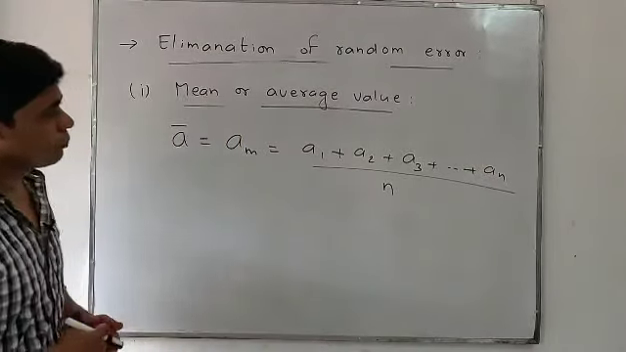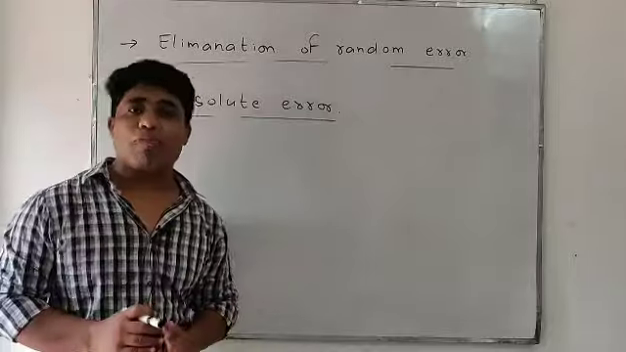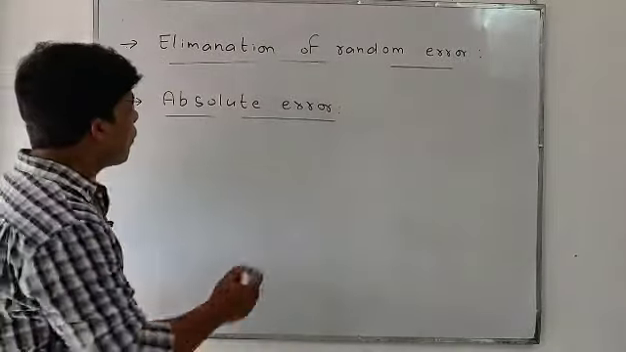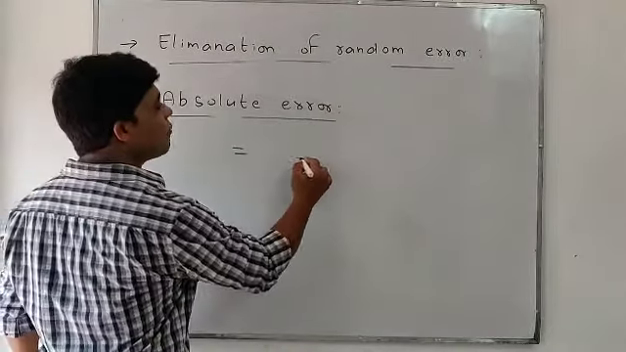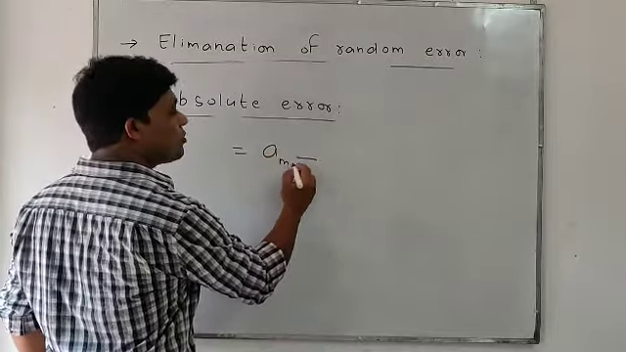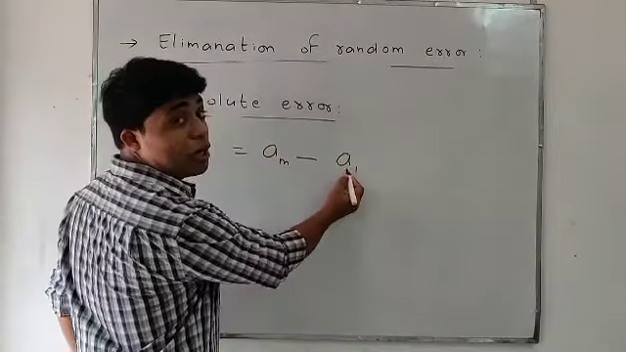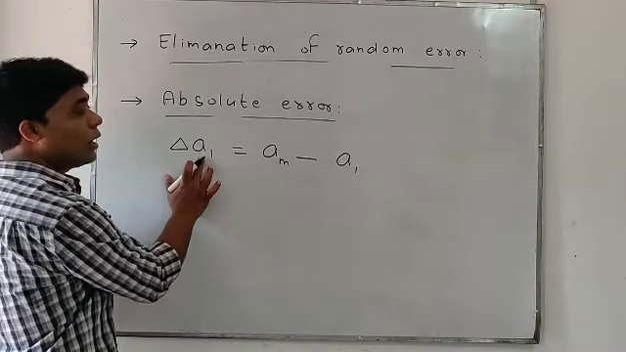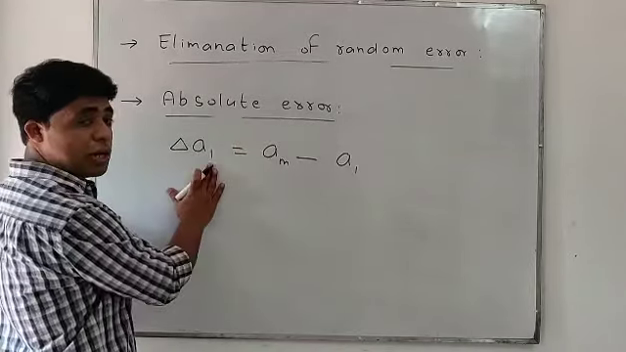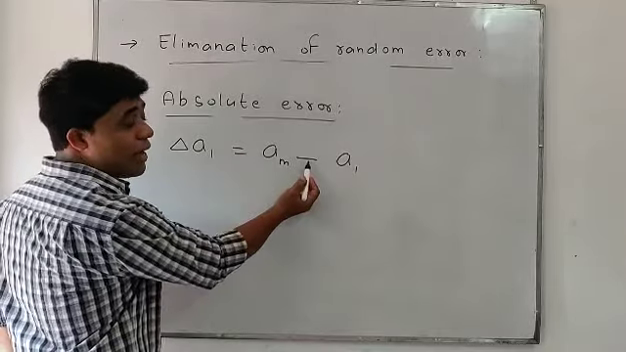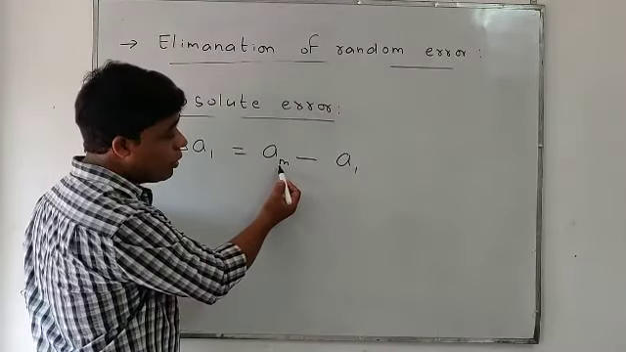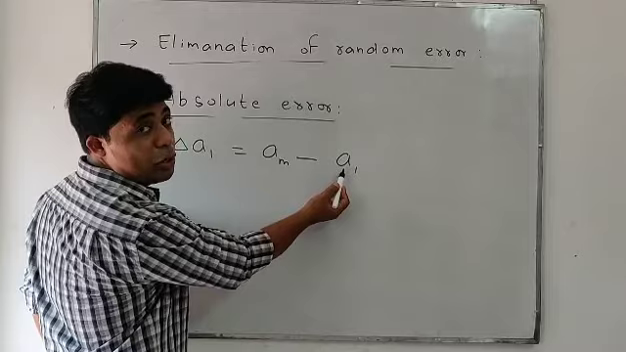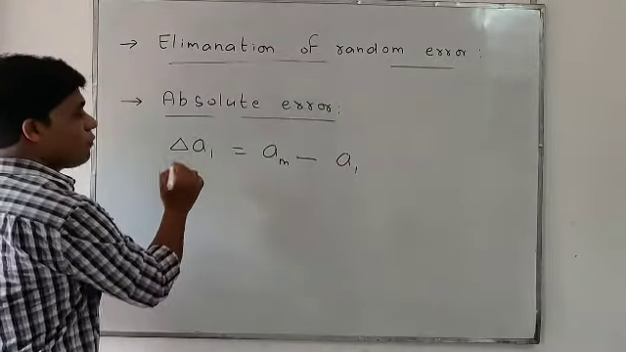Okay, students. Now we'll discuss another point: absolute error. What is absolute error? It is defined as the difference of the average value and the calculated individual value, and is represented by delta A. Delta A1 is called the first absolute error. It is defined as the difference of average value and calculated individual value.